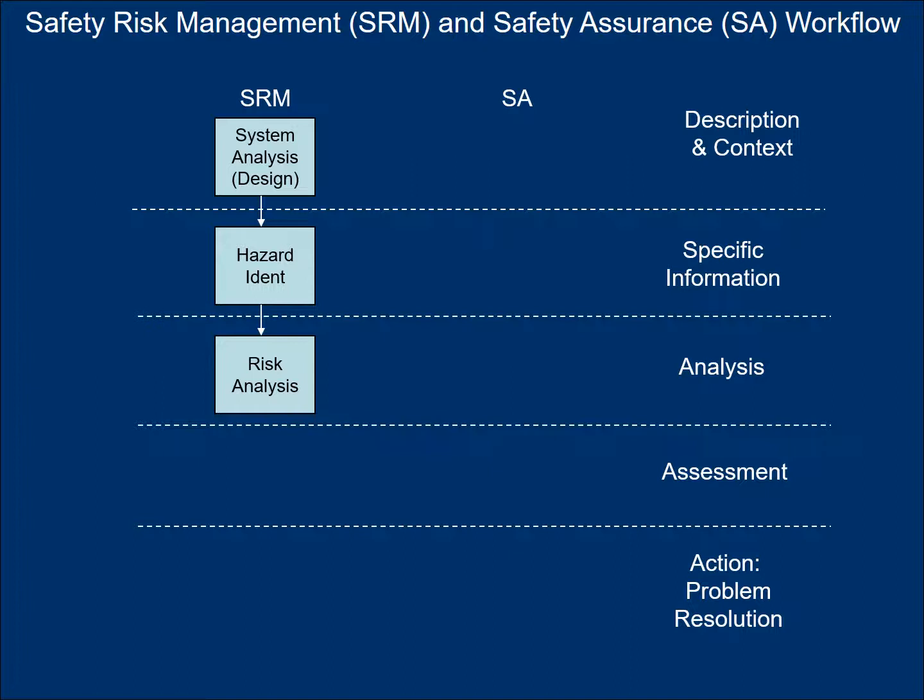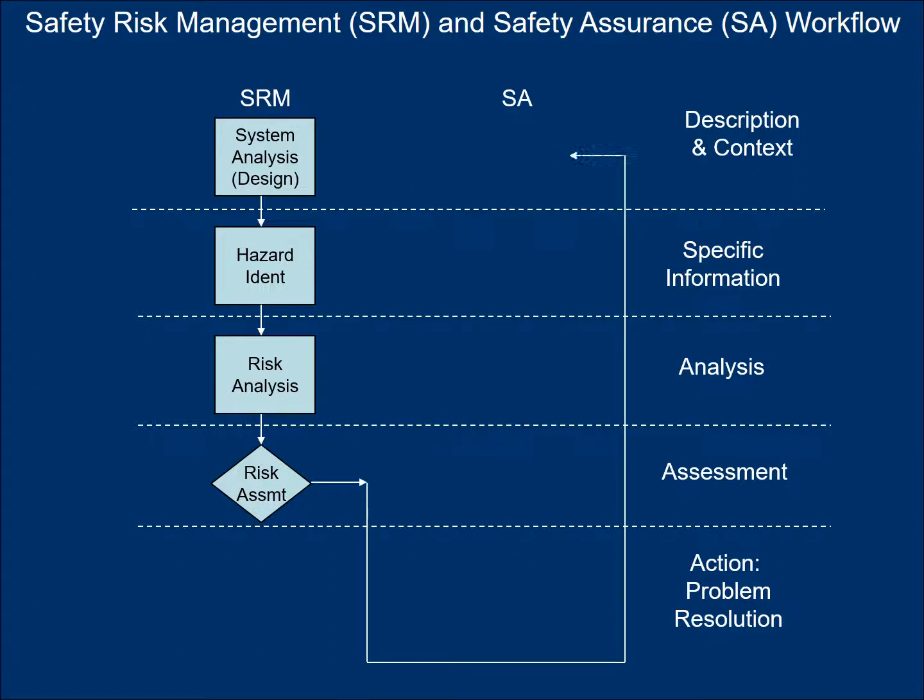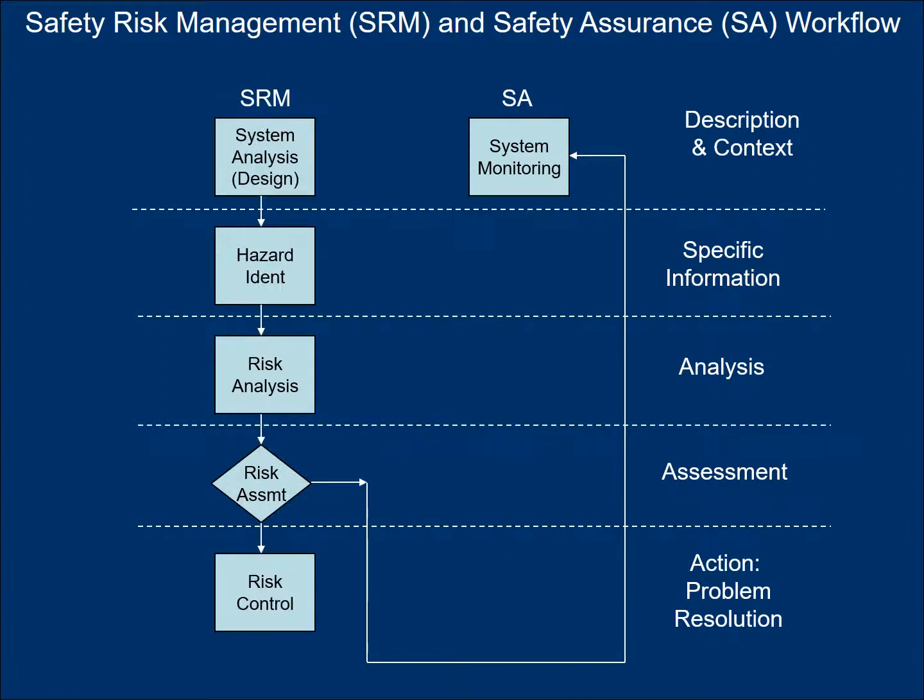Step 4, risk assessment, is a decision step based on combined severity and likelihood. Is the risk acceptable? When potential severity is low, or likelihood is low or well controlled, we may be done and ready for operation. If the risk assessment determines the risk level is acceptable, it is then transferred to the safety assurance side of the workflow to assure that the risk level does not change and remains acceptable. If the risk assessment determines the risk to be unacceptable, then a risk control must be designed to either eliminate or mitigate the risk to an acceptable level.